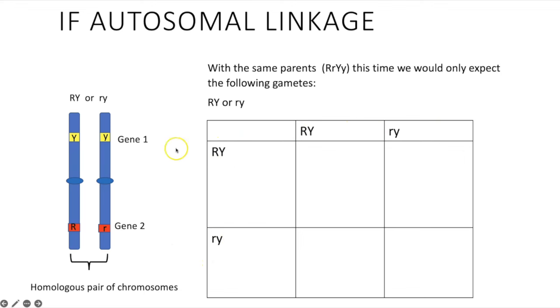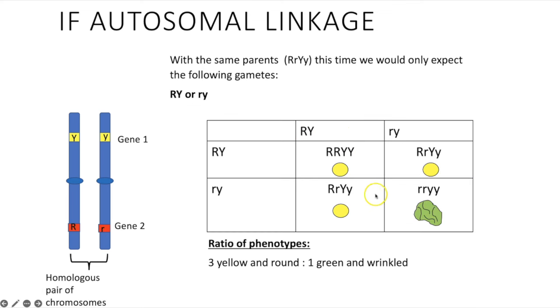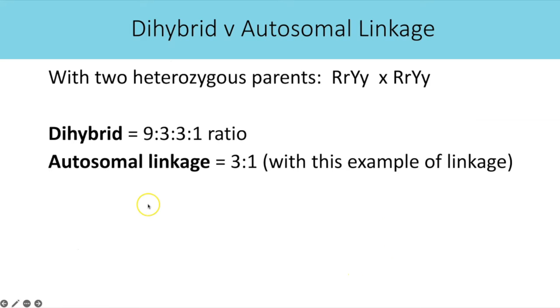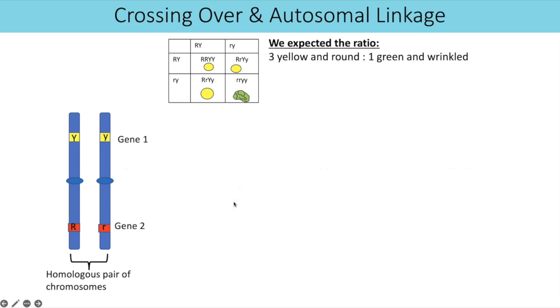And if we have 2 parents who are the same, reproducing with those 2 possible gametes, these are the 4 possible genotypes we get, and the corresponding phenotypes. So our ratio is now 3 yellow and round to 1 green and wrinkled. With 2 heterozygous parents, you would expect to get a 9-3-3-1 ratio, unless there's autosomal linkage, when you could get a different ratio. And for this particular example, we got a 3-1 ratio. Now, we did also say unless there's crossing over. Sometimes you might get an autosomal linkage exam question where you're led through all the information we've just gone through to work out you'd expect a 3-1 ratio.